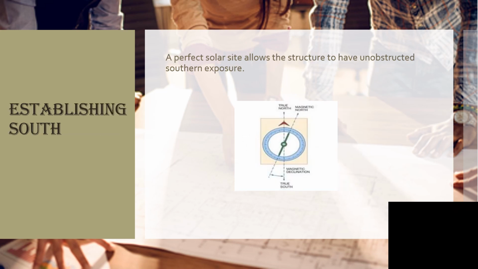Establishing south. A perfect solar site allows the structure to have unobstructed southern exposure. When a site has this potential, true south should be determined. This determination should be established in the preliminary planning stages. Other factors that contribute to orientation, such as view, can also be taken into consideration at this time. If view orientation requires a structure be turned slightly away from the south, it is possible that the solar potential will not be significantly reduced.